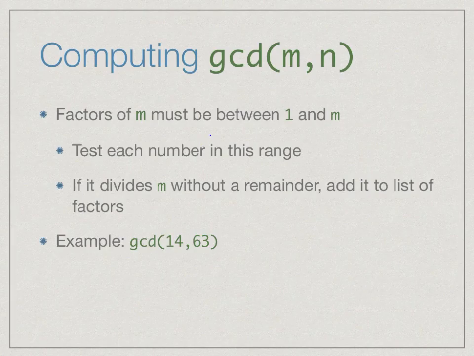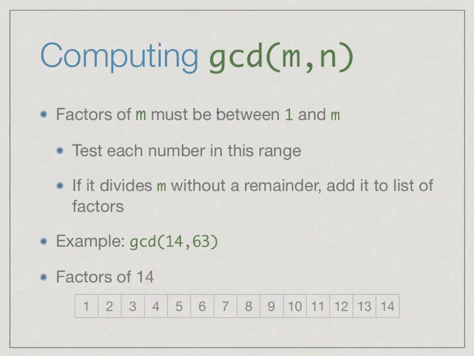So let us look at a concrete example. Let us try to compute the GCD of 14 and 63. So the first step in our algorithm says to compute the factors of 14. By our observation above, the factors of 14 must lie between 1 and 14. Nothing bigger than 14 can be a factor. So we start by listing out all the possible factors between 1 and 14 and testing them.